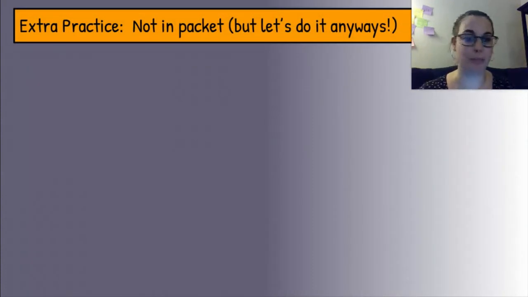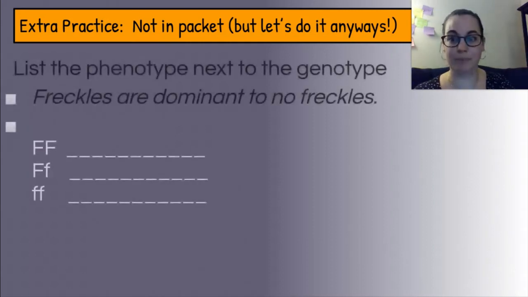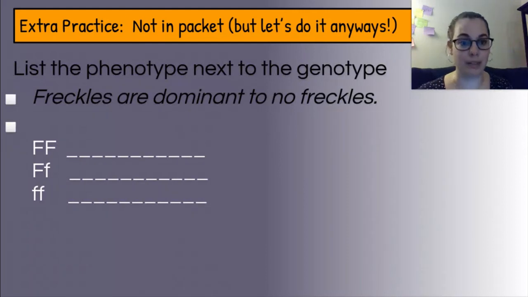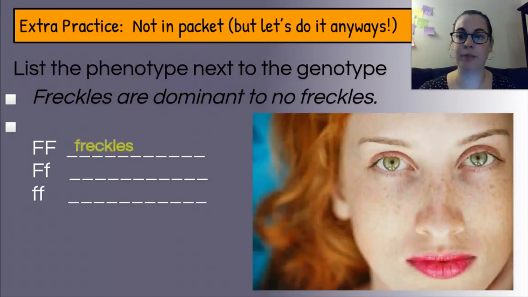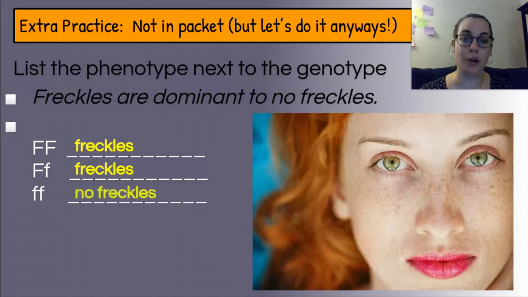All right, so let's keep practicing. I know it's not in the packet, but the only way we get good at this is if we practice. Let's list the phenotype next to the genotype. Freckles are dominant to no freckles. So if freckles is my dominant trait, when I see that dominant allele, I know that I'm going to see freckles. So big F, I'm going to see freckles. Big F, I've got that dominant allele, I'm going to see freckles. Little f, nothing dominant, so I'm going to see that recessive trait, which is no freckles.